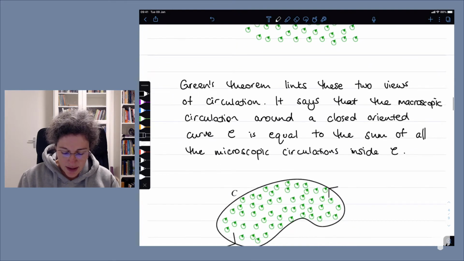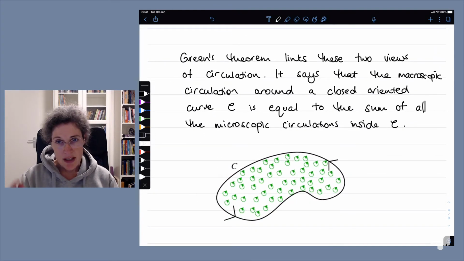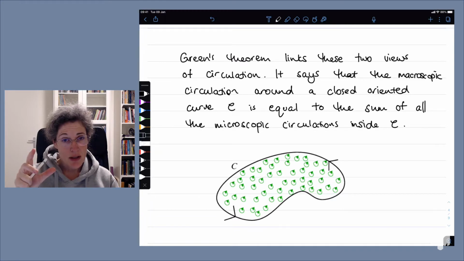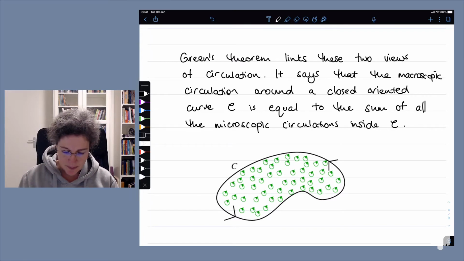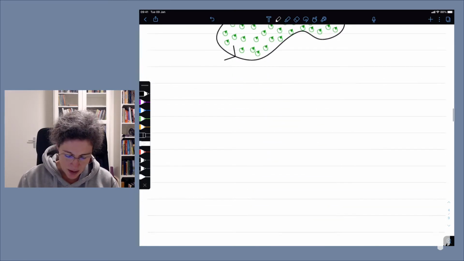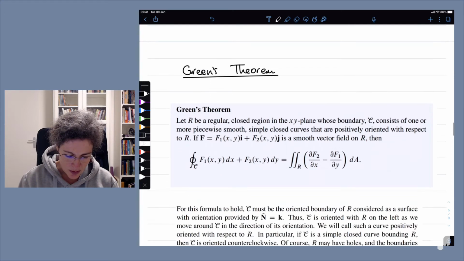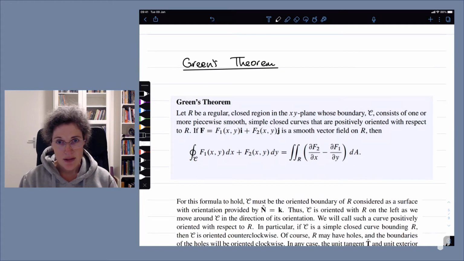And the key thing about Green's theorem is it links these two. And it says that if you look at the macroscopic view, so you look at the line integral going around a curve of this vector field, it's the same as if you look at the curl, the little microscopic ones, if you add up all those curls, you will get the same thing. Let's put that into something tangible.